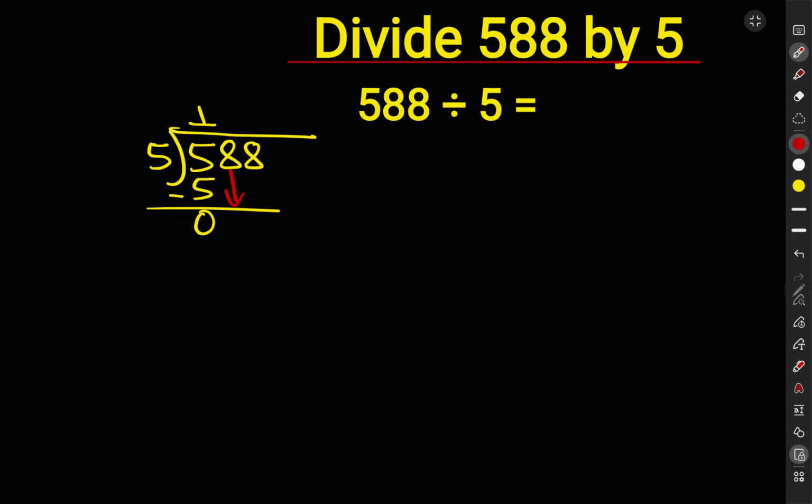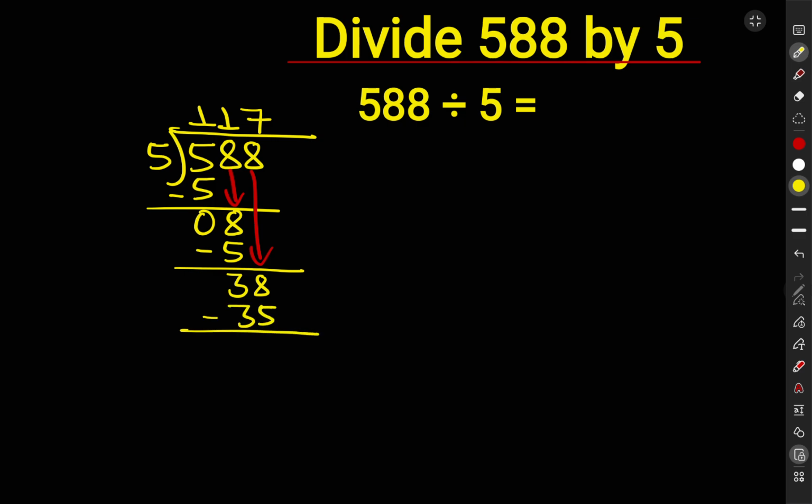So now we put down this 8 and 5 times 1 is 5. On subtracting, we get 3. So now we put down this 8 and it is 38. 5 times 7 is 35. On subtracting, we get 3.